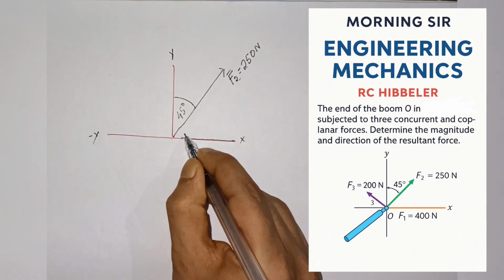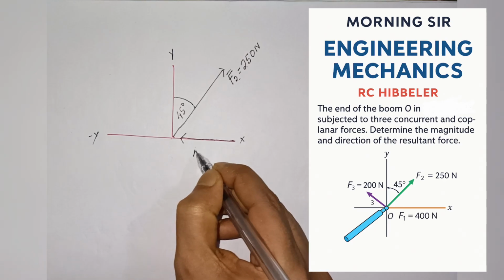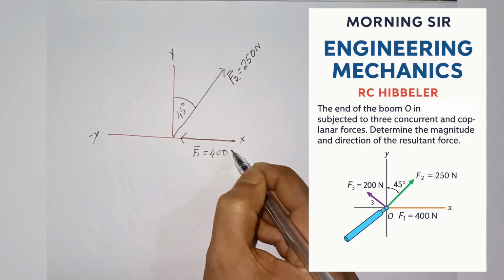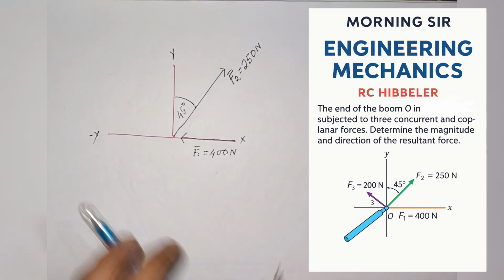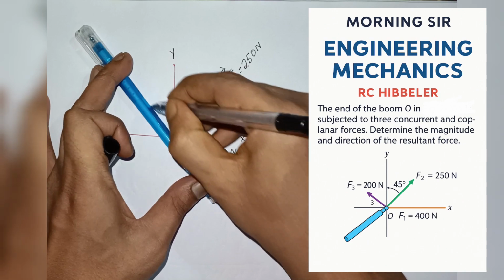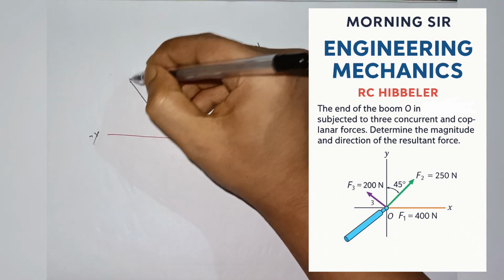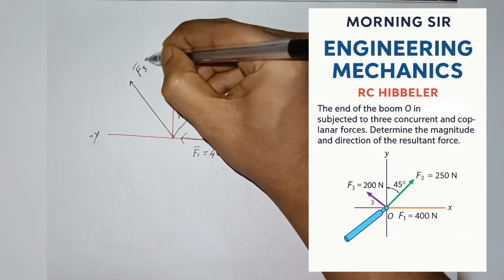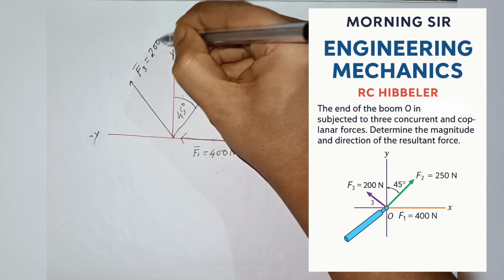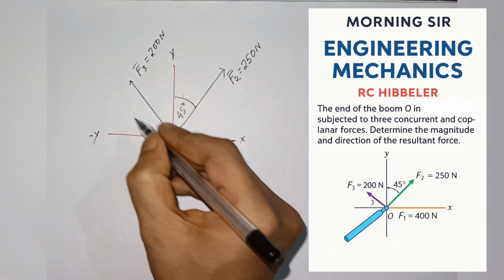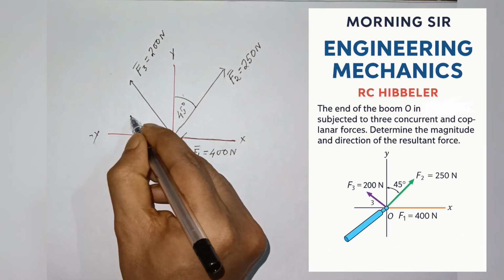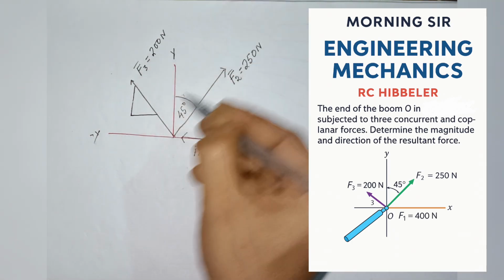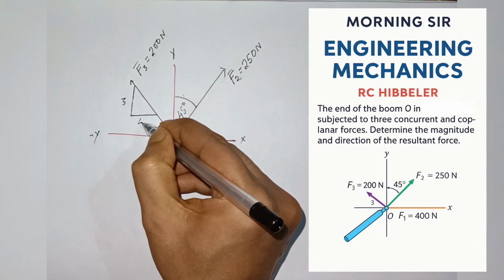The third vector F3 is 200 Newton strong, but with no angle given. In the question, there is a small triangle under the F3 force, and its sides are 3, 4 and 5 units. Classic Pythagoras.